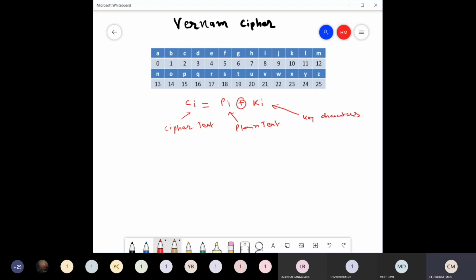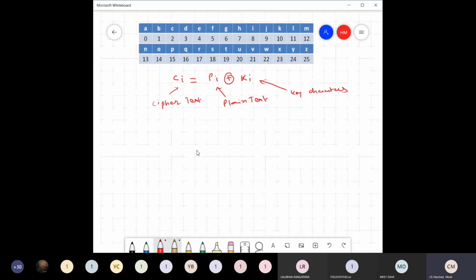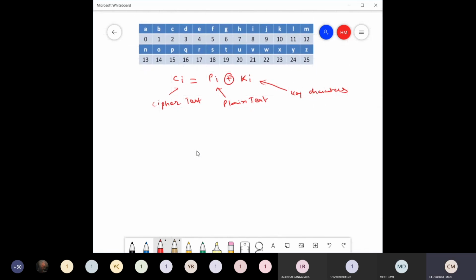So here what we have to do, first we have to find out the binary representation of each of the key characters as well as each of the plaintext characters. Then we have to perform the XOR operation. After the XOR operation, whatever we get is the cipher character of that XOR operation of Pi and Ki. So we'll take one example to understand this algorithm.